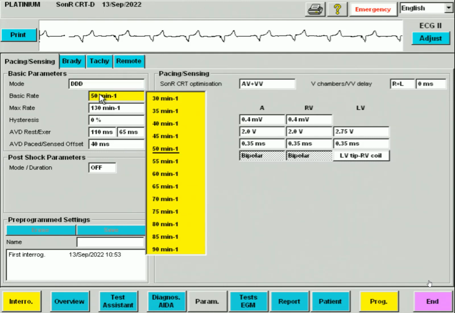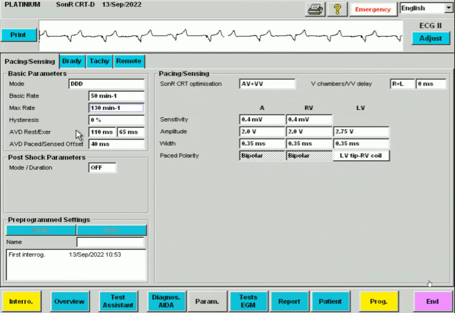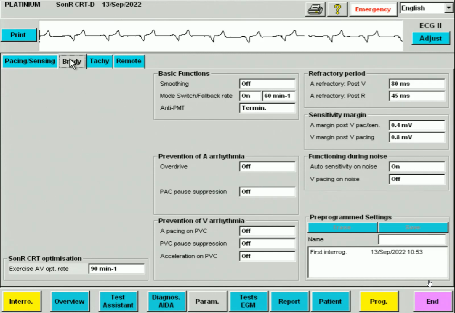Of course, we can also program basic rate and the maximal tracking rate, which in CRT patients is very important, as failure to track during high atrial rates, as for example during exercise, is a common cause of loss of CRT. The features in the Brady screen have been discussed in the pacemaker course. There is only the SonR CRT optimization rate which is programmable.